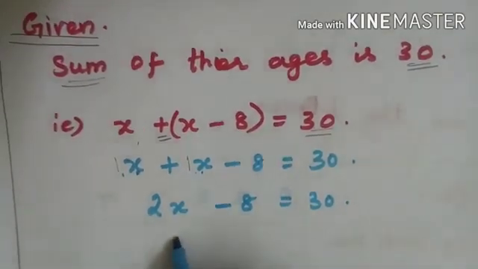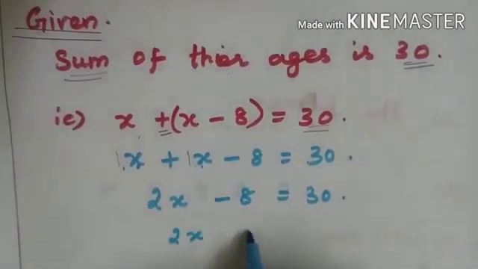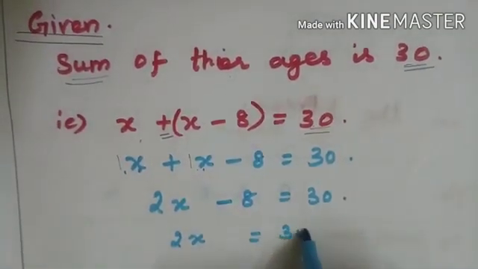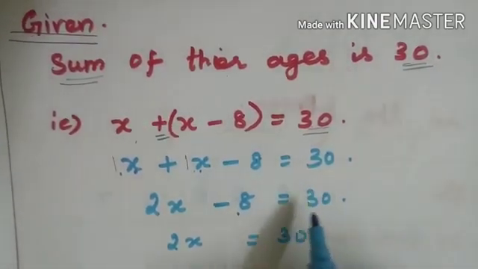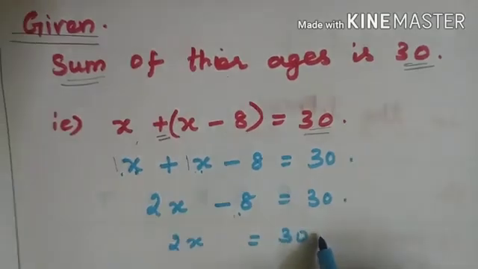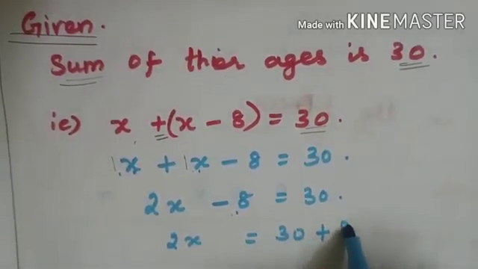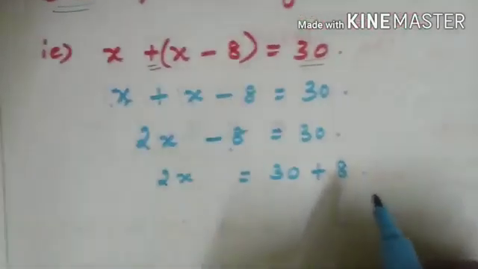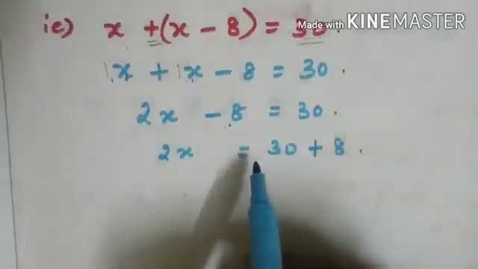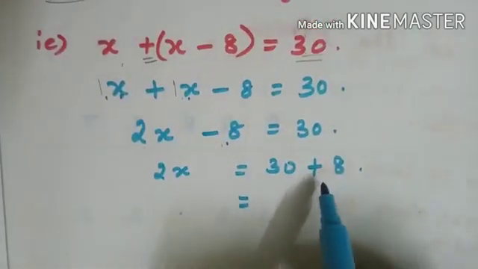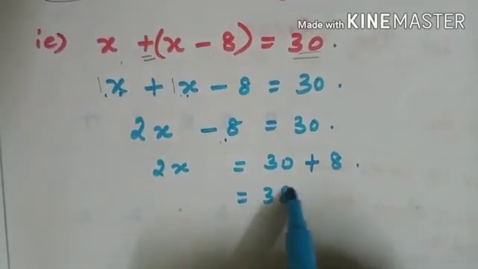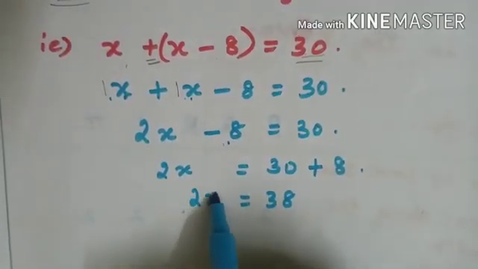Now you see we are writing 2x as it is, equal to 30. So minus 8, when it goes to that side, what does it become? It becomes plus, isn't it? This we learnt in the earlier classes. Therefore 2x equal to 30 plus 8. Now you see, 30 plus 8 is what? 38. And here we are having 2x.